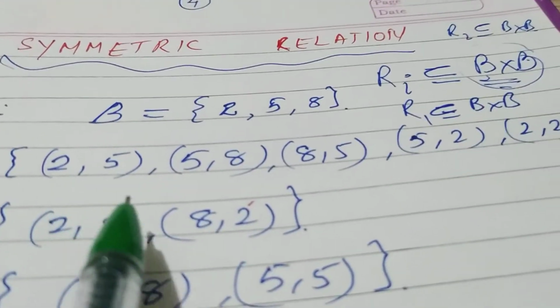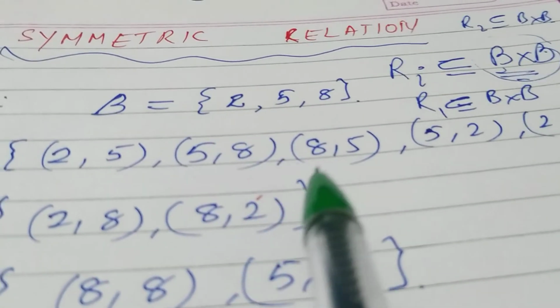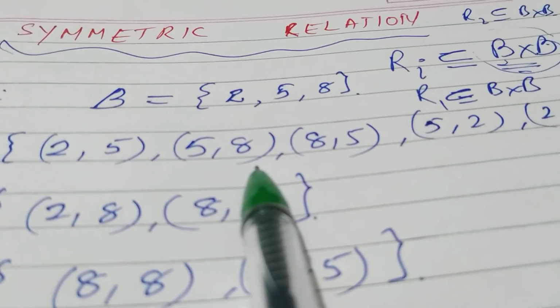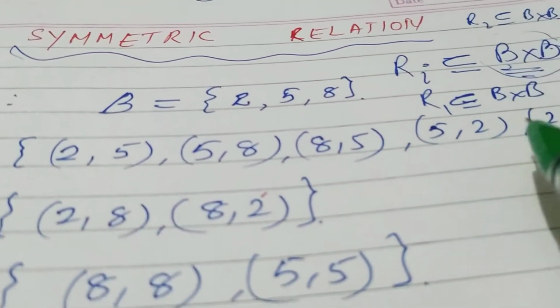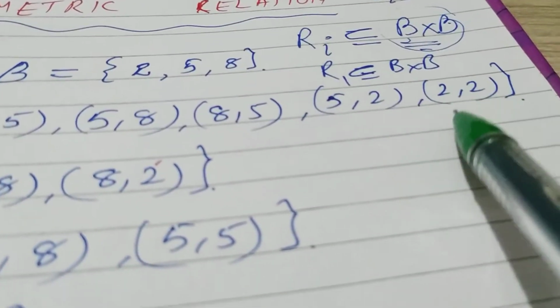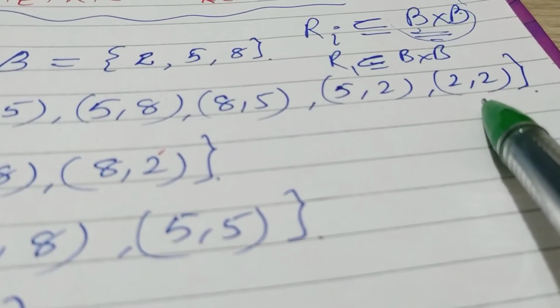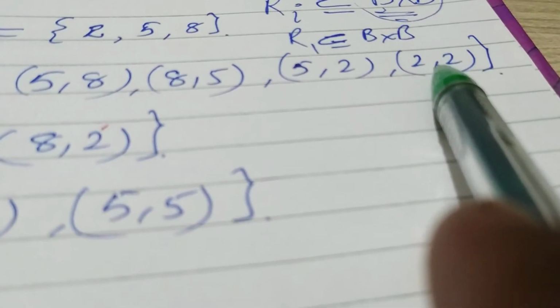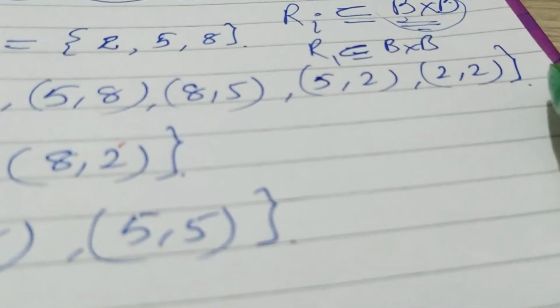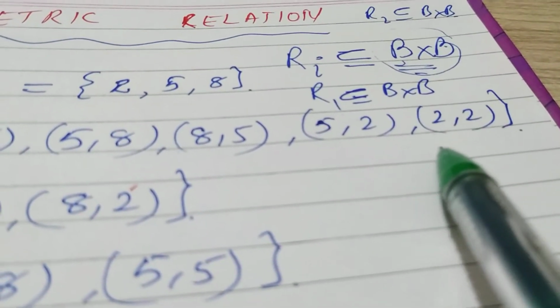R1: (2,5) is present, (5,8) is present, (8,5) is present. When (5,8) is present, (8,5) is present, so symmetric. But for (2,5), whether (5,2) is present? Yes. Then (2,2): for (2,2), again (2,2), and they reflect each other. So if I write (2,2) once again, it means writing only once.